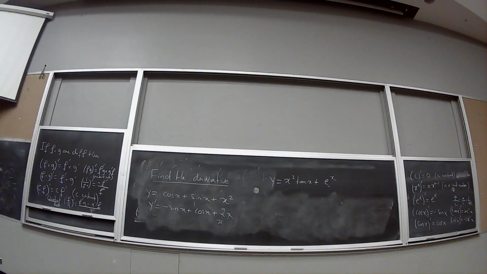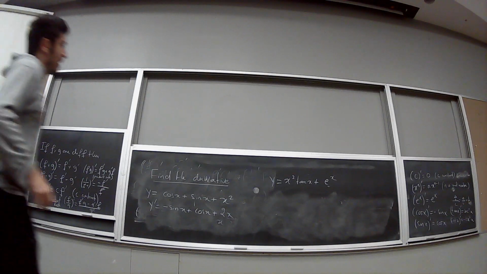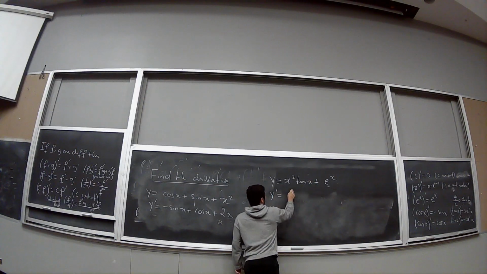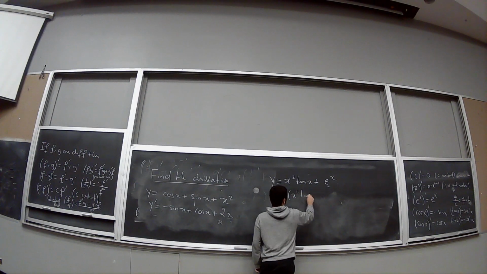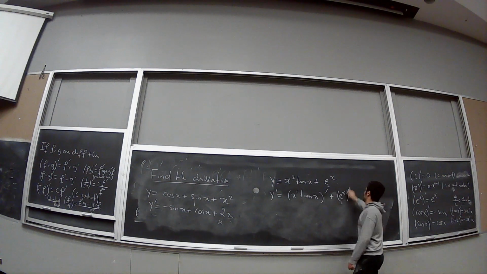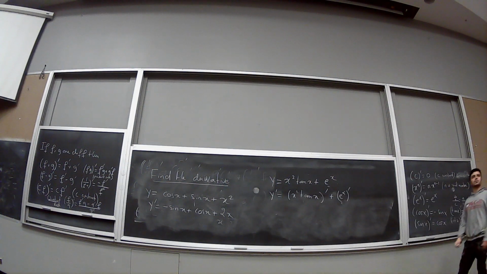Here, what is the operation? The final operation is a sum, right? I'm adding two functions. So far so good? Okay, so y prime, maybe let's write one more step here. Y prime is just the sum of the derivatives of these two functions. You agree or not? So far so good, everybody?